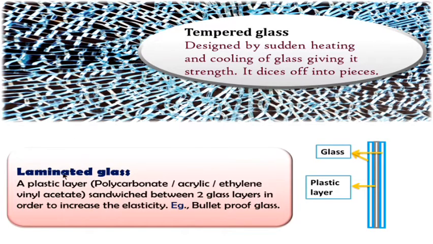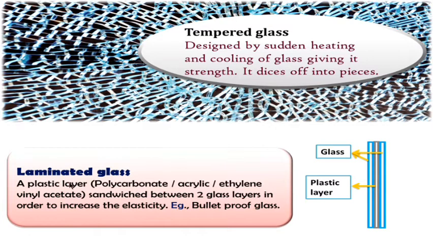Next is the laminated glass. This kind of glass has a plastic layer in between the two glasses. Why are they making these kinds of glasses? To make them more resistant, they increase the elastic nature of the glass so that it doesn't crack quickly and break off.